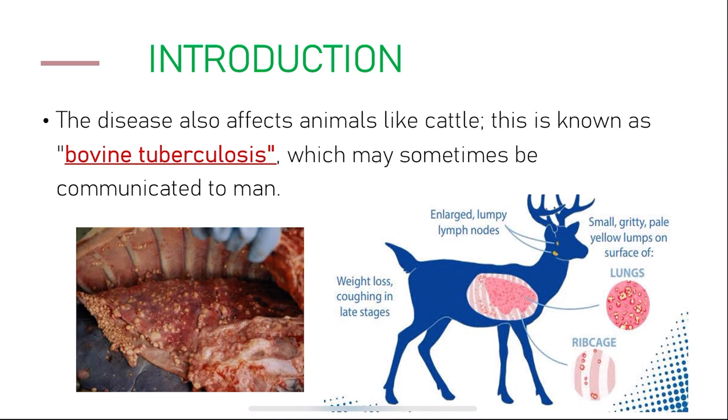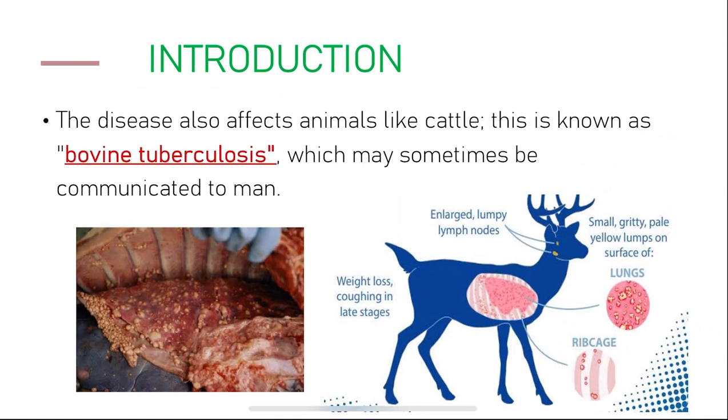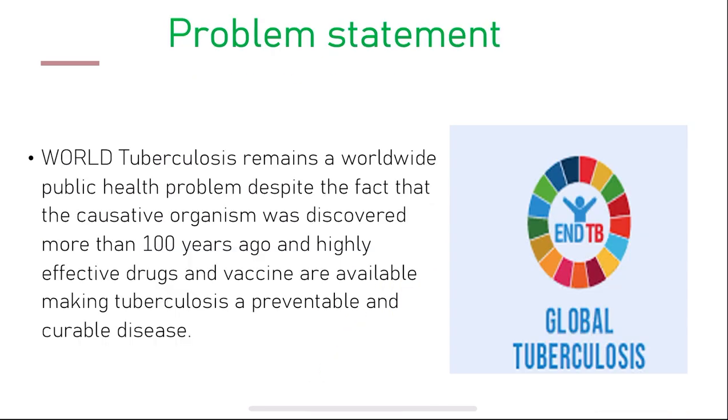So it can be communicated to man, and the animal will also present with enlarged lymph nodes and small gritty pale yellow lumps which are seen on the surfaces of the lungs. You can see the picture here, the TB affecting the lungs of the animal, and it also presents with weight loss. Coughing is seen in the last stages.